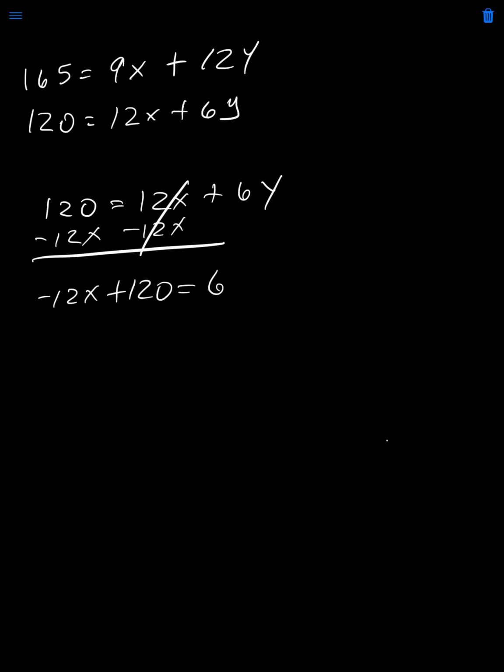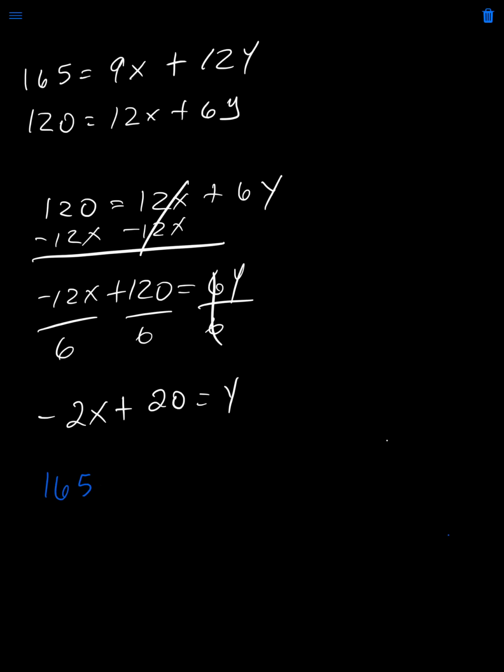So I'm going to subtract 12x on both sides. So that's negative 12x plus 120 equals 6y. And now, divide both sides by 6. Now it looks better. Okay, so that's negative 2x plus 20 equals y. So if y equals that, I can take that and plug it in one of these.